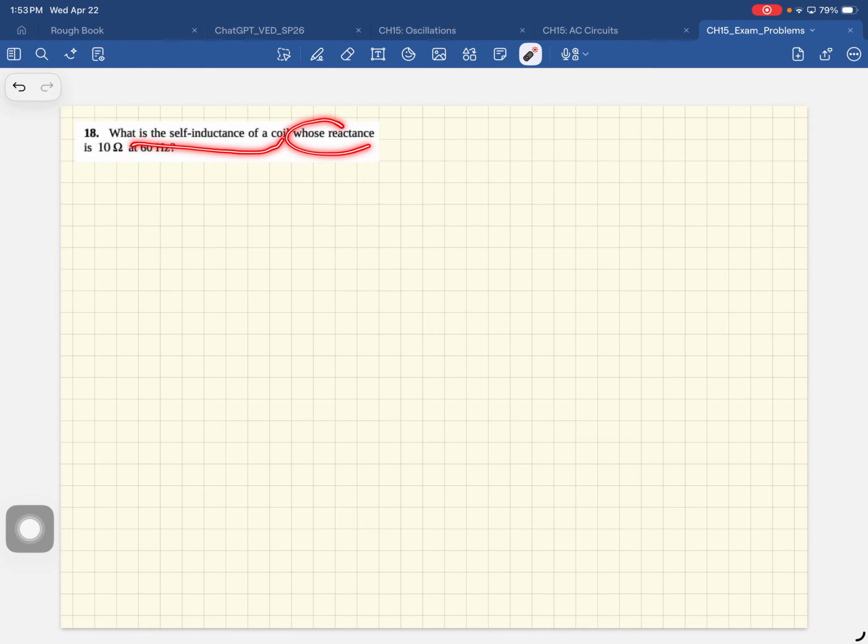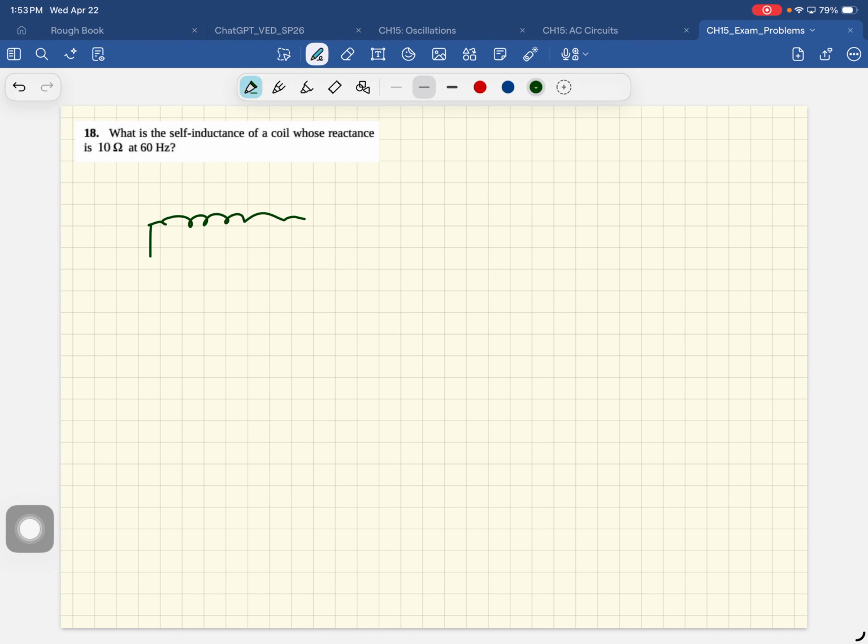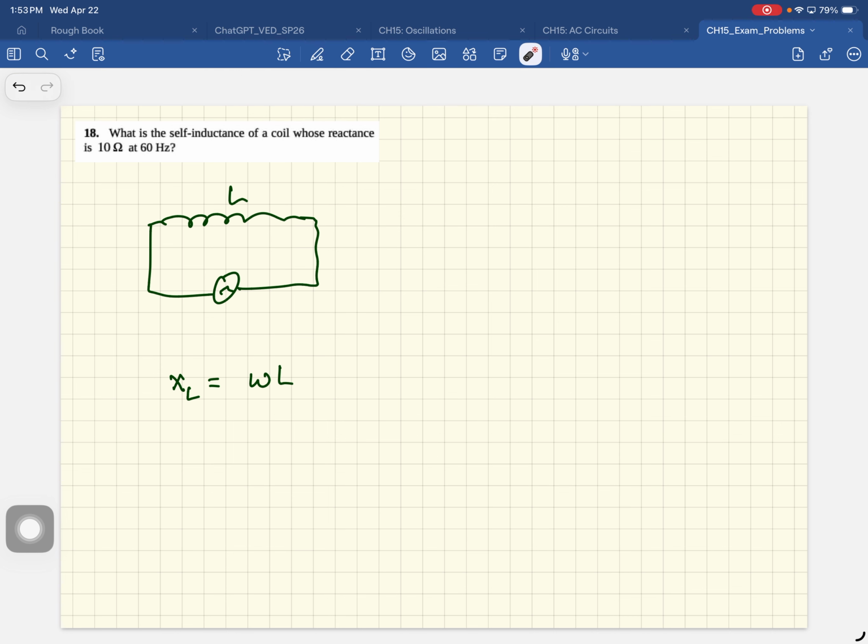So that's 1,000 times 0.2 times pi. So 628.3 ohms. Okay, these are all the same units. They're in ohms. So you see the reactance of the inductor is comparable to the resistive reactance, okay? To the resistor.